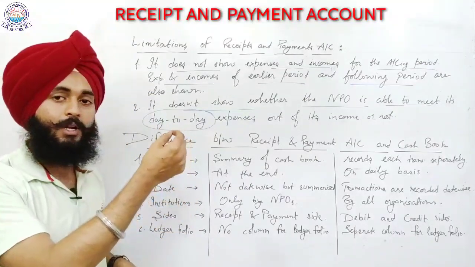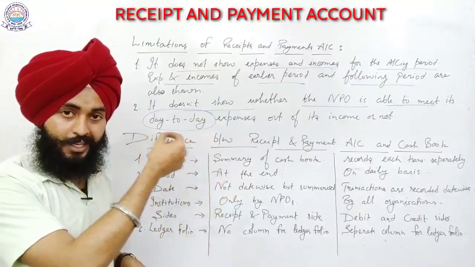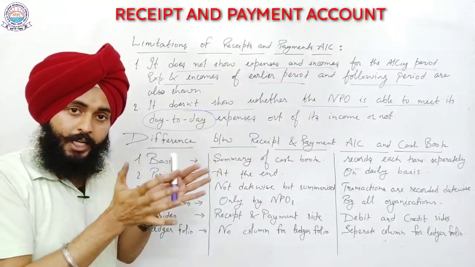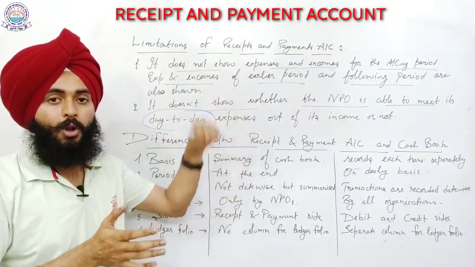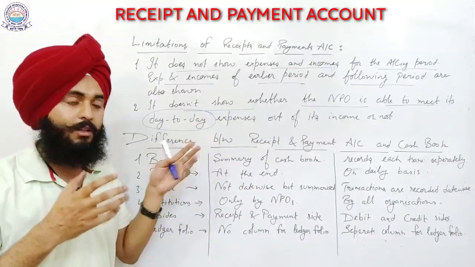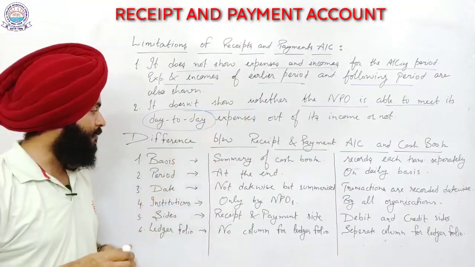For example, if it says "to subscription" in the receipt and payment account, it means that amount is the combined amount from the whole year. So we cannot show them separately. What are the day-to-day expenses?